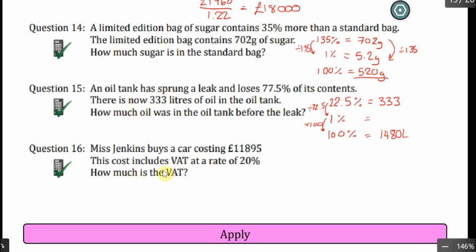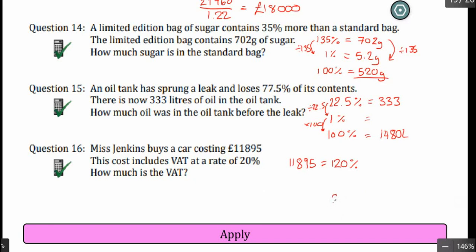And last, oh no, not the last one, number 16. The cost of a car is this. It includes VAT at a rate of 20%, so how much is the VAT? Okay, so differently worded question, this one. This one wants to know what that extra 20% is worth in terms of money. It's not saying what is 20% of this, by the way. Okay, this amount includes the added 20%, so this amount is 120%. But it doesn't want us to work out the amount of the car without VAT, it wants us to work out what the VAT is.